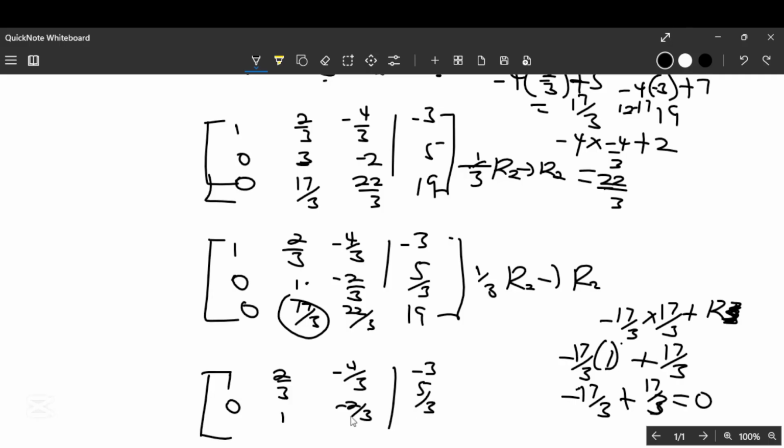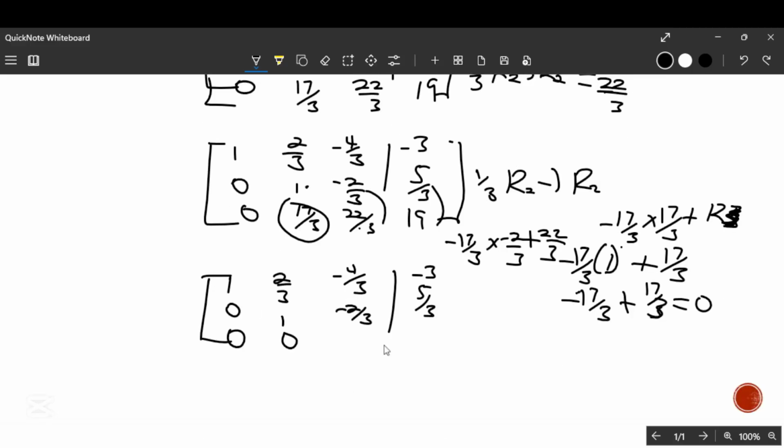Now negative 17 on 3 of row 2 elements. So negative 17 on 3 times negative 2 on 3. That is the corresponding element here, and this one to this. So negative 2 on 3 of that is the row 2 element there, plus this is 22 on 3. Checking this on the calculator, this one gives us 100 on 9.